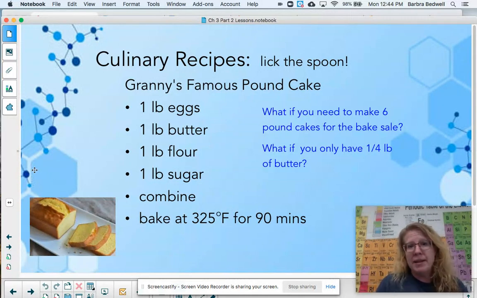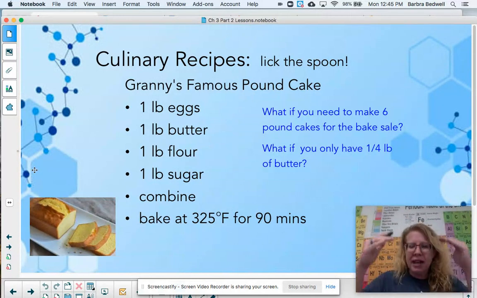And if you think about it, the scaling process is actually pretty straightforward if the ratios are easy. So if you need to make 6 pound cakes for the bake sale, you know that all you have to do is multiply everything by 6, right? Pretty straightforward. How about if you only have a quarter pound of butter? Well, then you're only going to be able to react it with equal amounts, right? A quarter pound of eggs, a quarter pound, what's a quarter pound of eggs? A quarter pound of flour, a quarter pound of sugar, etc. And you can scale it down.